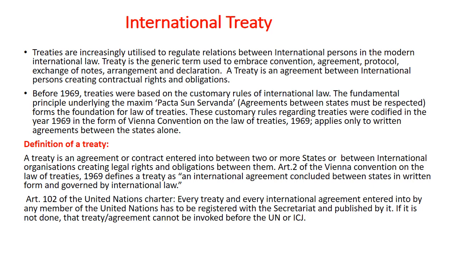Article 102 of the United Nations Charter also says that just writing is not enough. Every treaty and every international agreement entered into by any member of the United Nations has to be registered with the Secretariat and published by it. If it is not done, the treaty or agreement cannot be invoked before the United Nations or the International Court of Justice. So, a treaty should be a written agreement and should be registered with the Secretariat. These two are the important parts of a treaty.